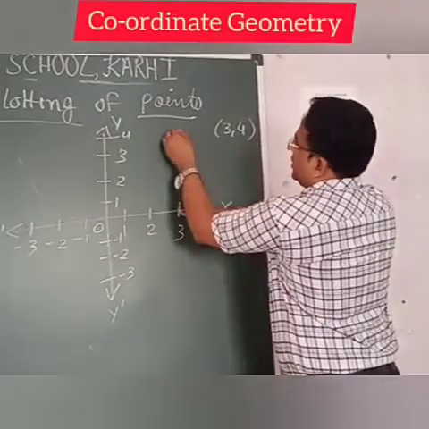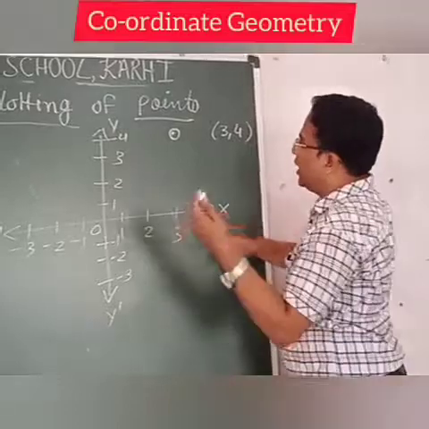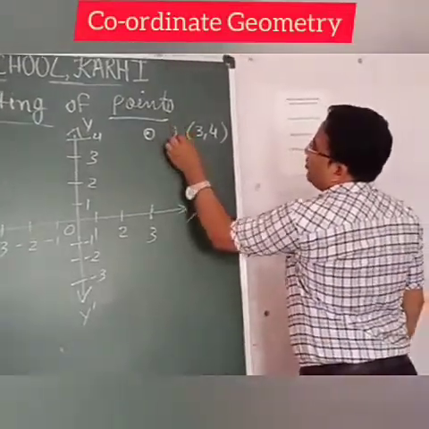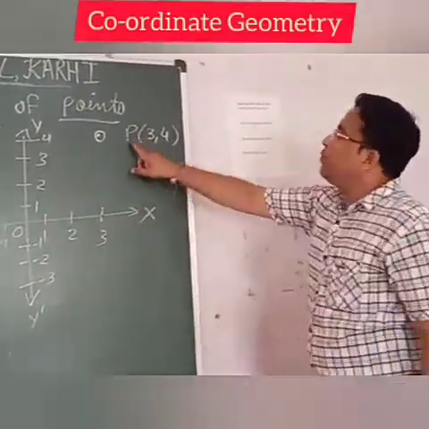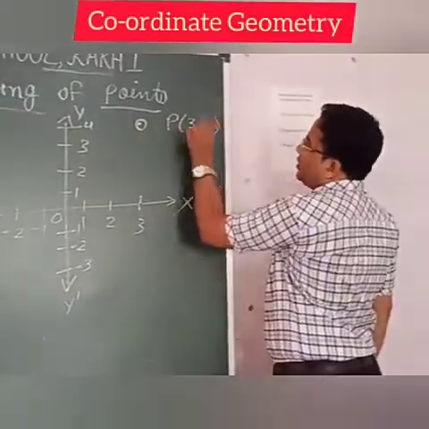So if you have graph paper and a ruler, you will get this. This is the position of the point, suppose P. The name of the point is P and the coordinates are 3, 4. This is the position of point (3, 4).